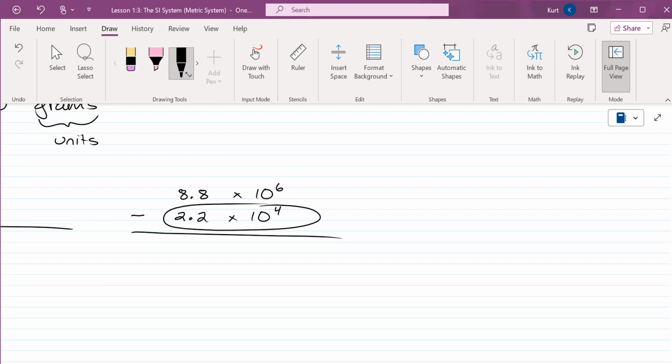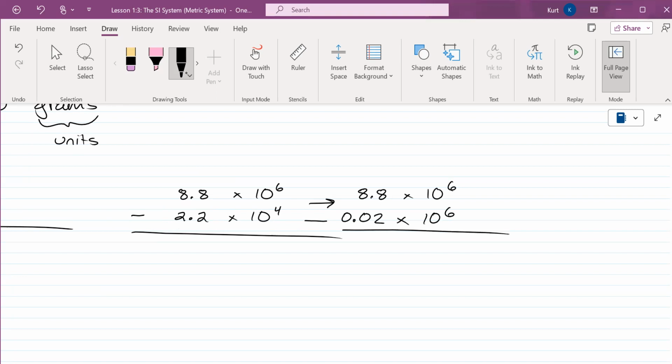So Ben, does that mean that we need to shift the decimal 2 to the left or 2 to the right to go from 4 to 6? Okay, so what would 2.2 be if you shifted the decimal 2 places to the left? 0.022. I like it. So we got 8.8 times 10 to the 6th minus 0.022 times 10 to the 6th. You are correct. Now, Ben, are the exponents the same? You sure are. So now you guys are free to do your calculation.